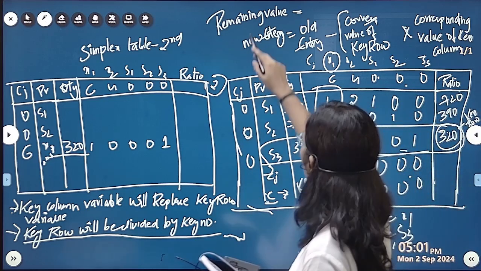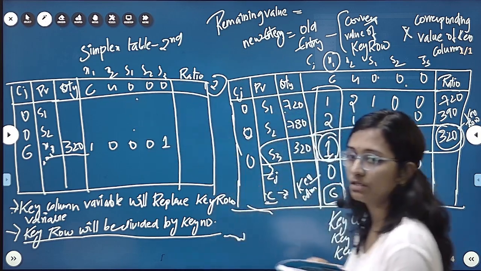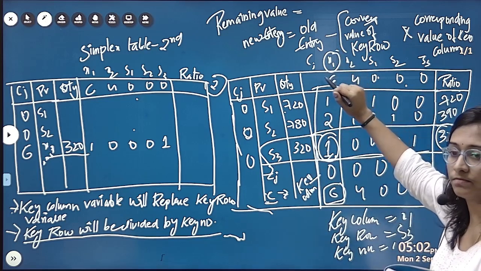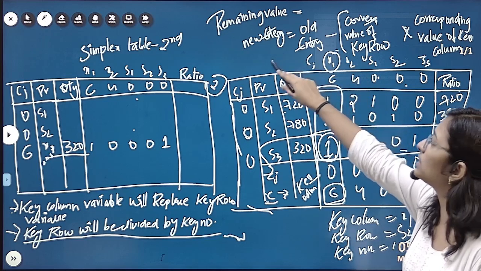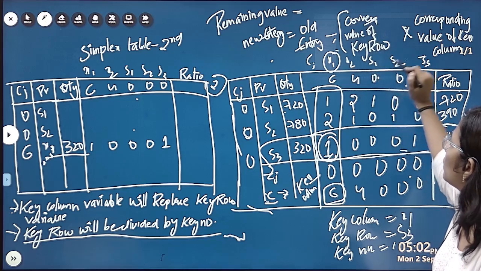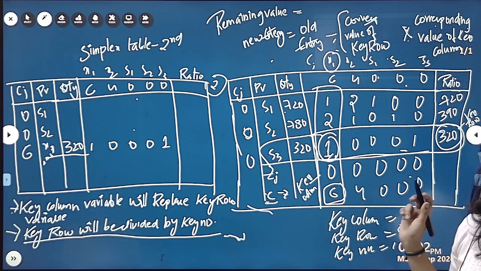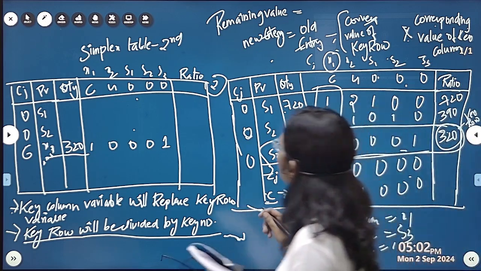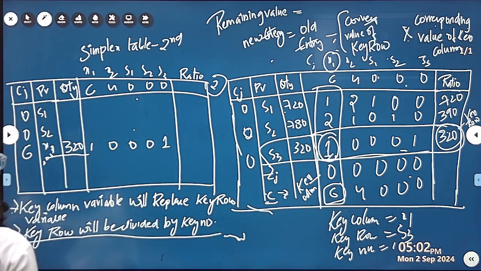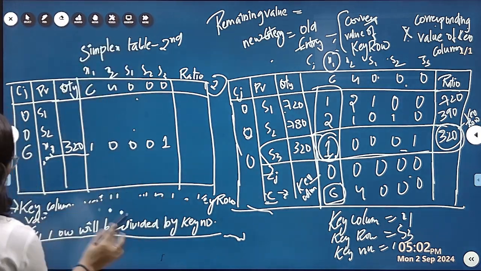So next, the remaining values, these and all these. So how does it come? What is the formula they have given? New entry is equal to old entry minus corresponding value of key row into corresponding value of key column. So here itself doing very easy, I think, but there is no space, right? So okay, I will erase this one, okay?